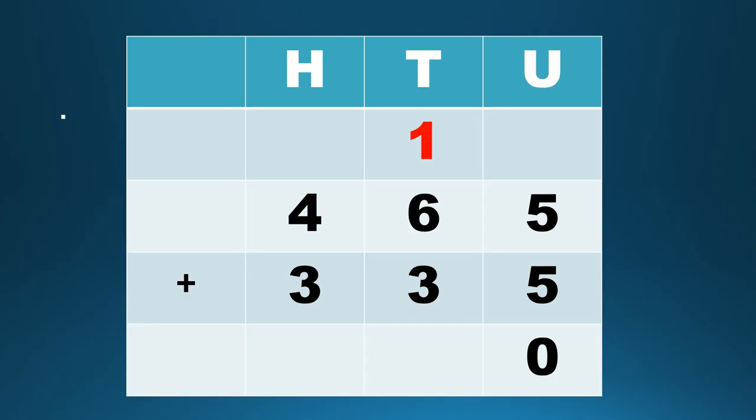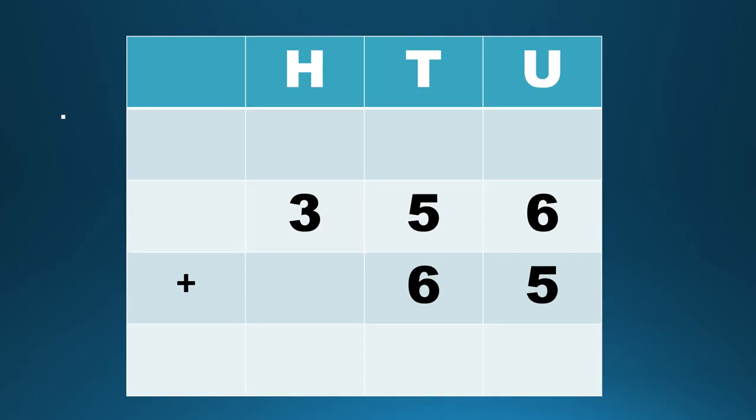6 plus 3 in the tens place is 9, plus 1, the carryover, is again 10. So we keep 0 in the tens place and we carry over the 100s to the hundreds place. So we have 4 plus 3, which is 7, plus the 100 which we have carried over. So your answer is 800.